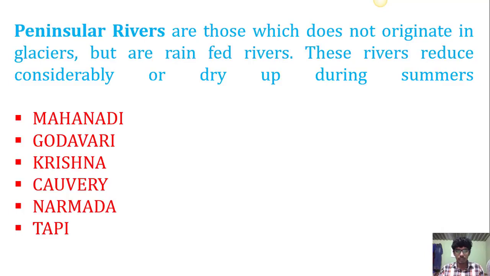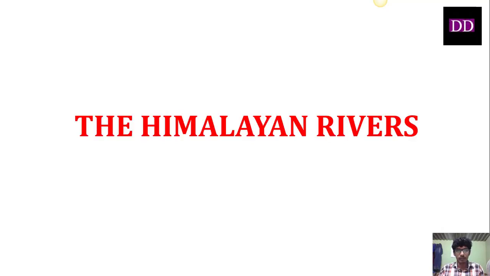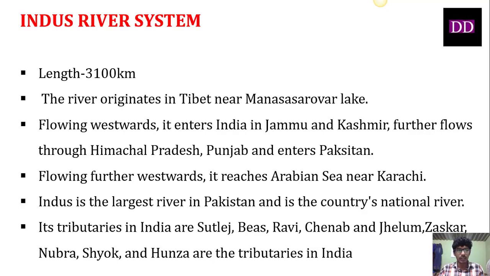Peninsula Rivers do not originate from glaciers. They are formed by means of rains. The Peninsula Rivers are Mahanadi, Godavari, Krishna, Kaveri, Narmada and Tapti. These rivers can dry up during summers. Due to shortage of rainfall, these rivers may dry up. First we see Himalayan rivers.